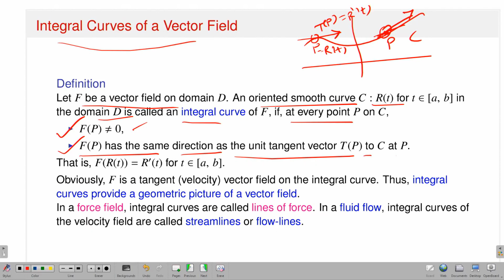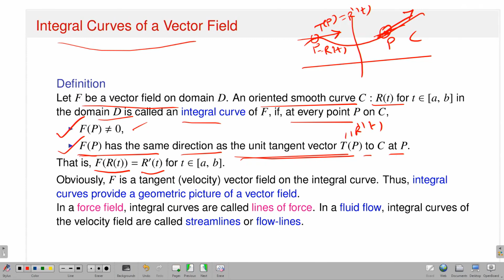If I take any point P in my curve C, that is, some point r(t), meaning P is exactly equal to r(t) for some t in the closed interval [a, b] because r is the parameterization, then F of P should be non-zero, number 1. And the corresponding vector at that point, capital F of P, has the same direction as the unit tangent vector T of P to C at the point P, which is r prime of t. So that is exactly what I have written: F of r(t) is proportional to r prime of t.